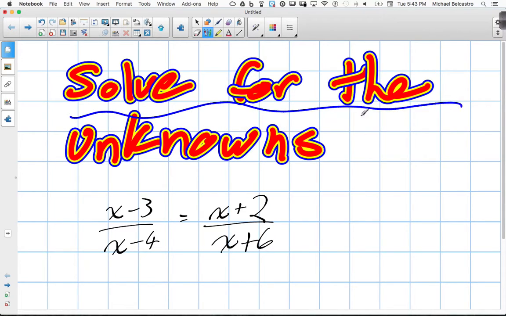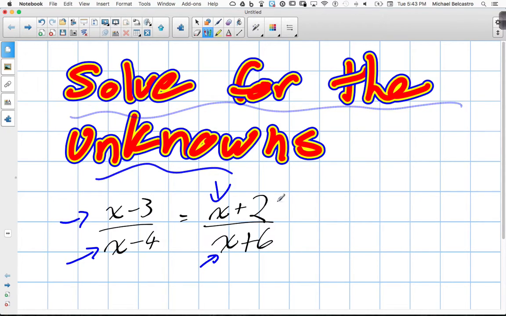Okay, so we're gonna solve for the unknowns, and the unknowns are these four lovely x's. There's a lot of them in this one question. This is kind of getting you ready for rational functions, getting you used to manipulating them.